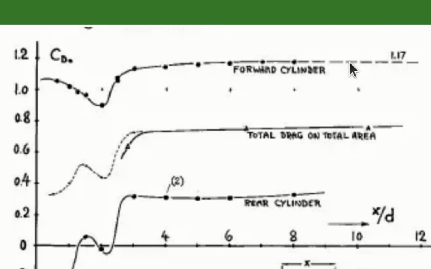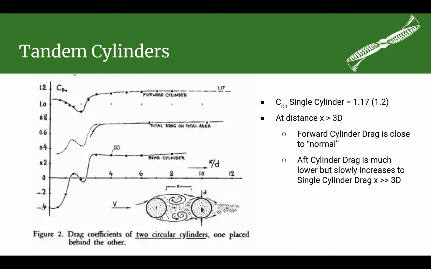But that changes a little bit when they start getting closer together. So when you get down here close to a value of 2, where this distance is twice the diameter, you can actually see there's a fairly significant dip. So this rear cylinder is getting into this vortex setup and disturbing it, and it's actually helping reduce the drag on this front cylinder. But then, of course, as they get closer and closer together, the drag starts going back up again. It just doesn't get quite as high as the free air cylinder.